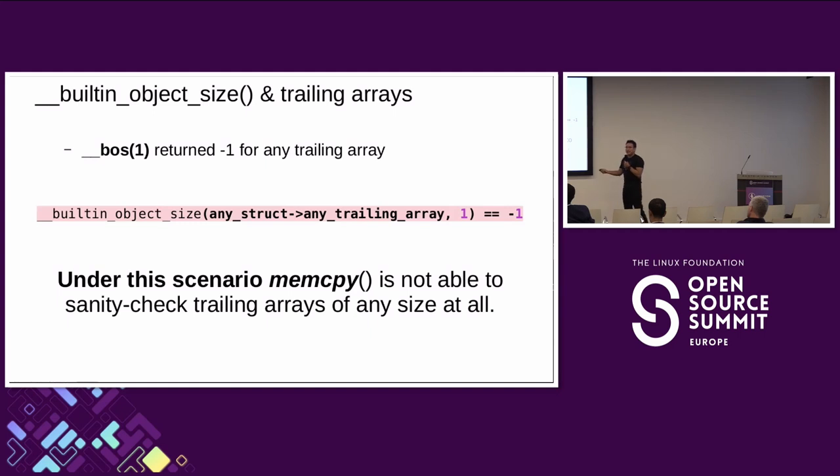So yeah, under this scenario, the FORTIFY_SOURCE version of memcpy that we had at the time was not able to sanity check not only flexible array members, but any trailing array of any size. So that was a big issue, because that means that if there was a trailing array of a concrete size at build time that was prone to a vulnerability, well, we couldn't do anything about that case, right? We couldn't prevent any vulnerability from happening under that scenario. Okay, so now, again, it begs the question, why?